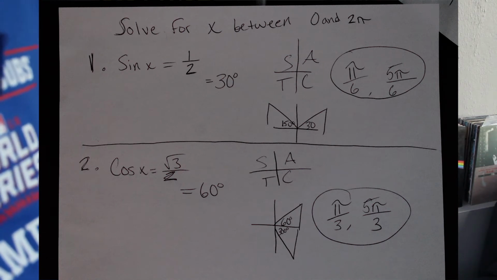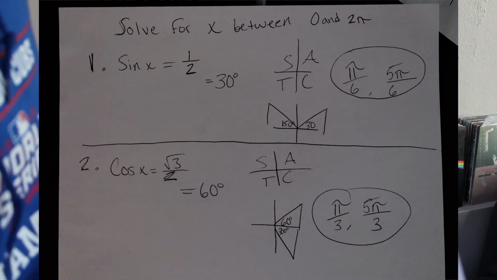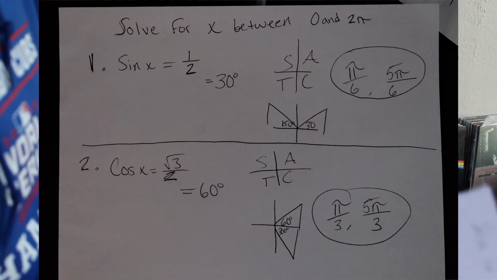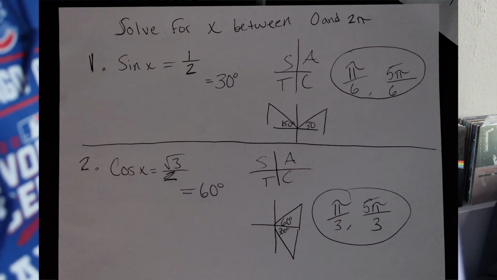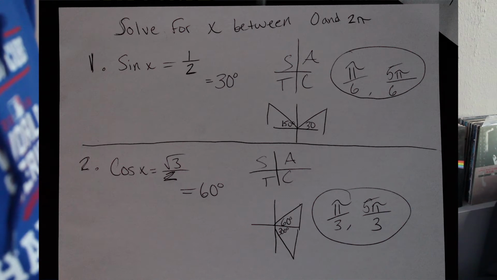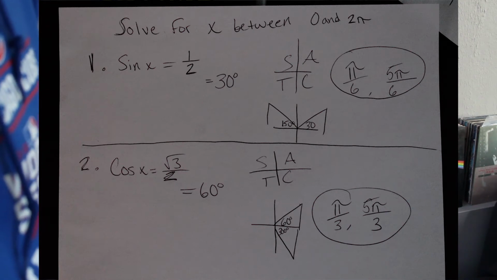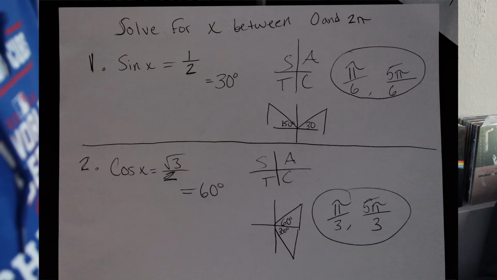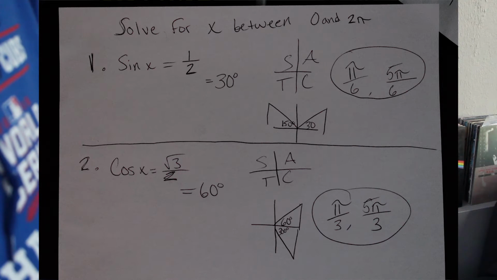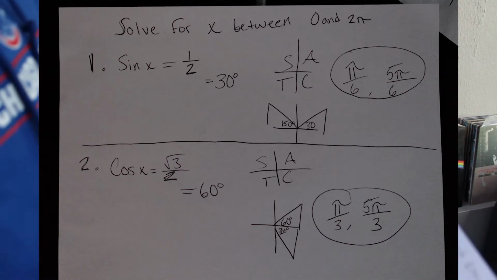Now we're going to talk about solving for x between 0 and 2 pi. The first problem, sine of x equals 1/2. As we all know from Mrs. Wallace teaching us very well, sine of x equals 1/2 equals 30 degrees. And as we use our all students take calculus, we learn that sine is positive, so the 30 degree is positive in the first quadrant and the second quadrant.